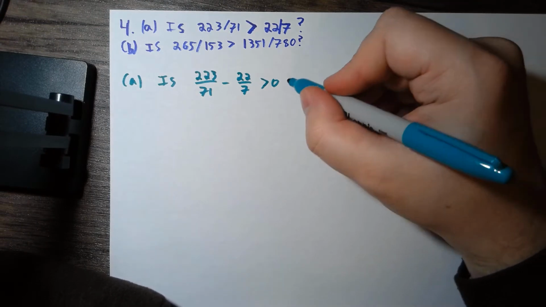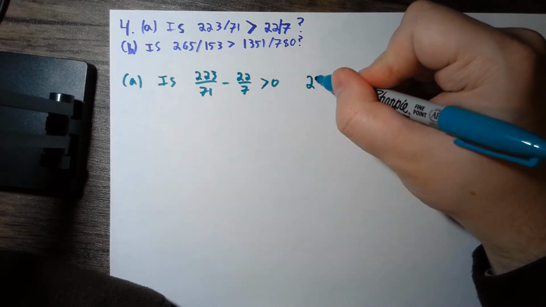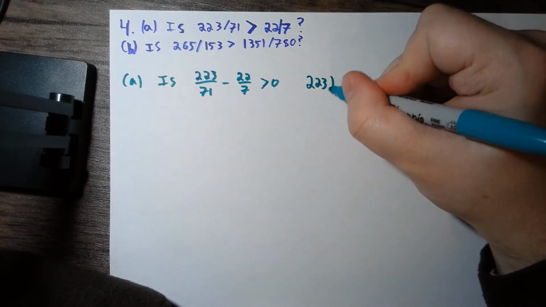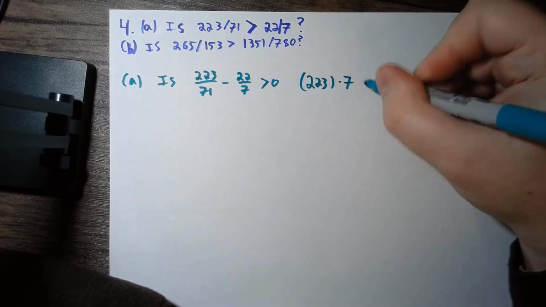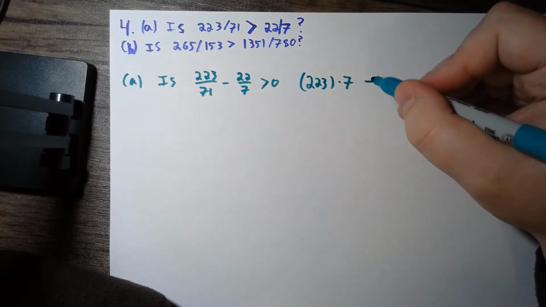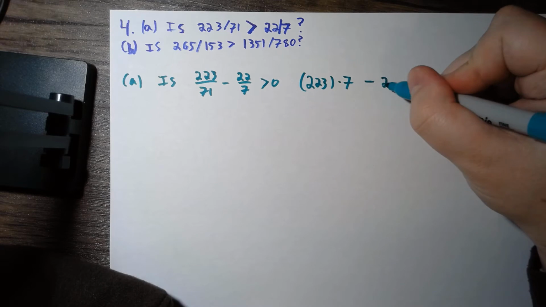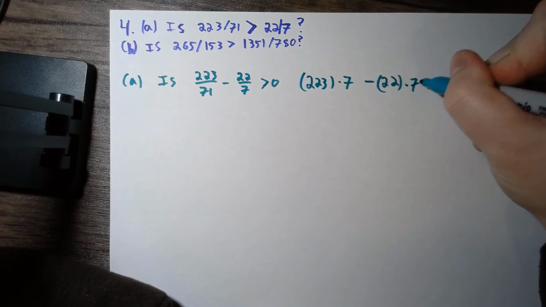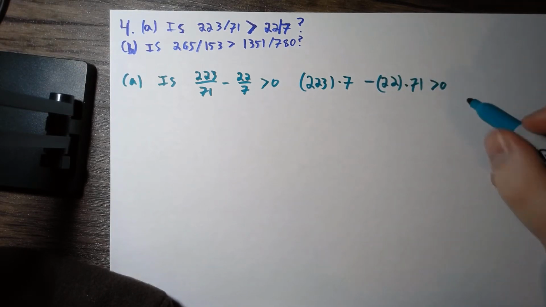So is 223 times 7 minus 22 times 71 positive?